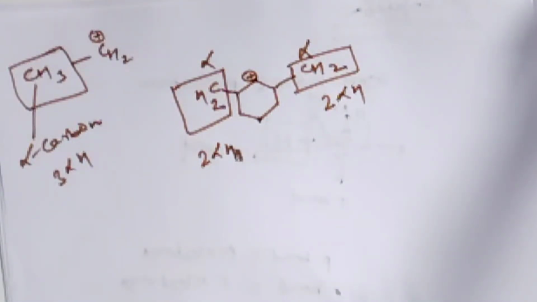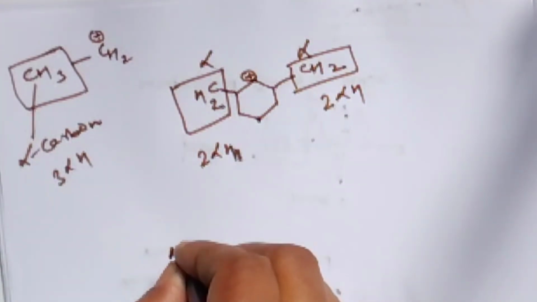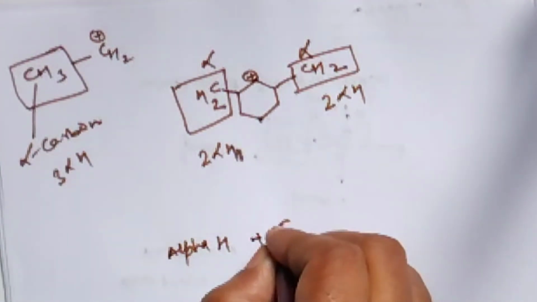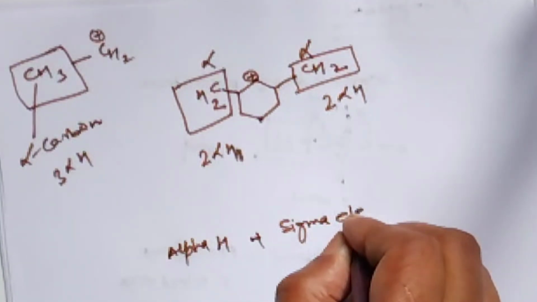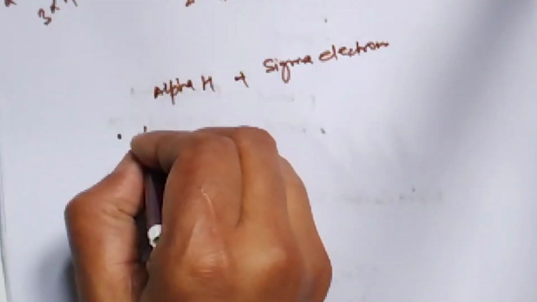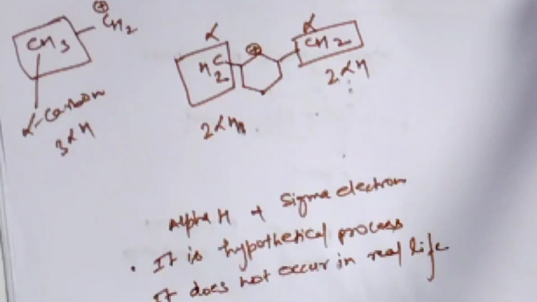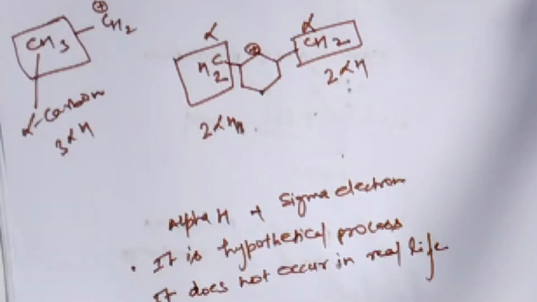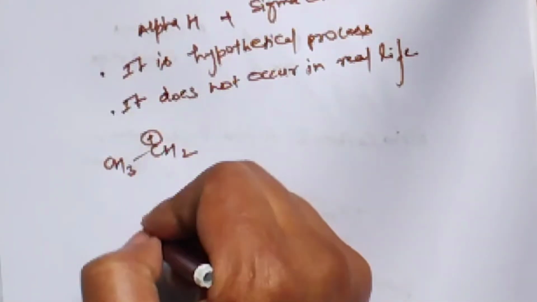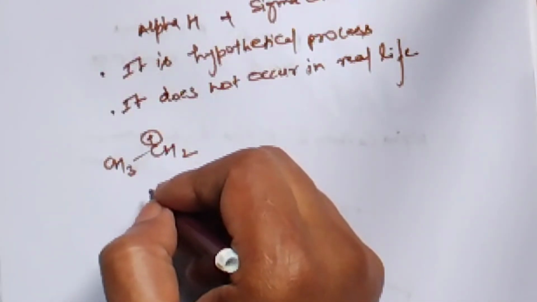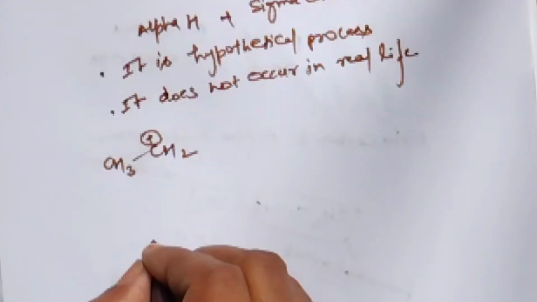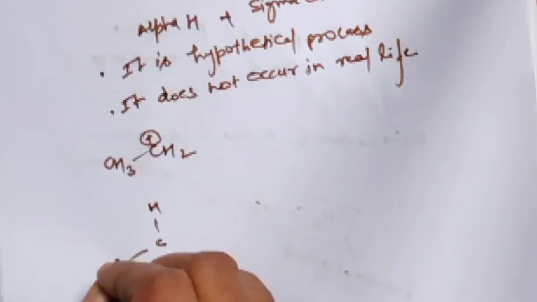We understand what hyperconjugation is. Alpha hydrogen plus sigma electron. It is a hypothetical process. It does not occur in real life. A positive sign shows a vacant orbital. Suppose this carbon has a positive sign, meaning a vacant orbital. We write this carbon like this.